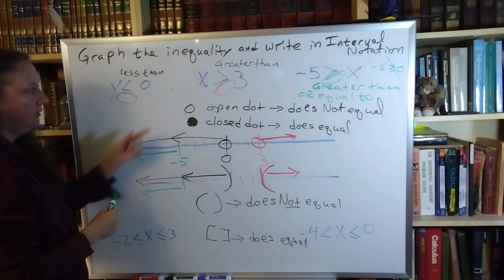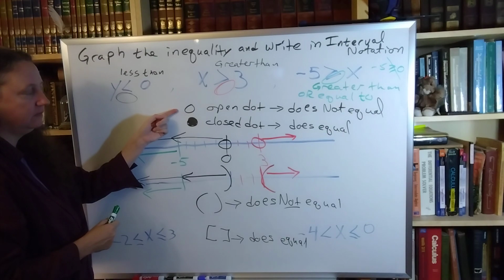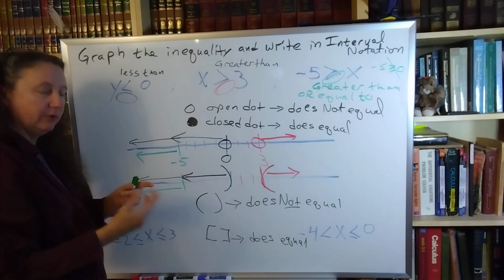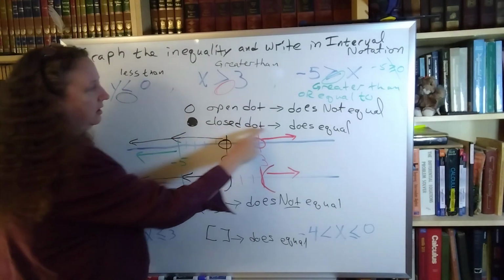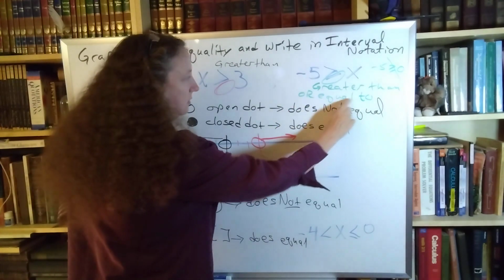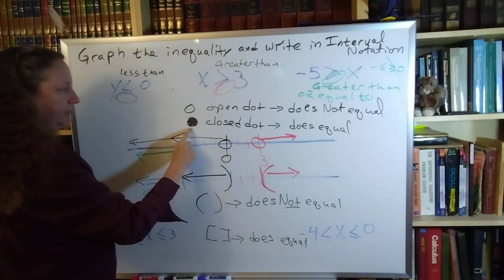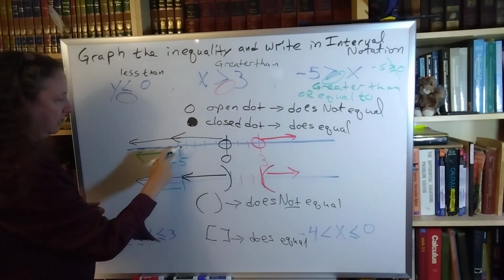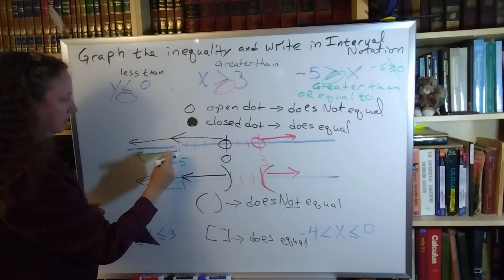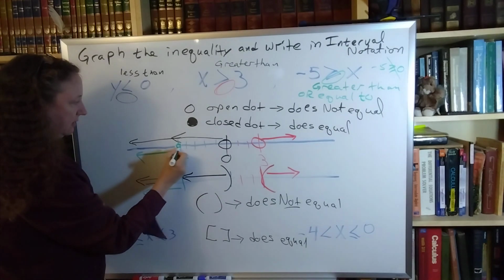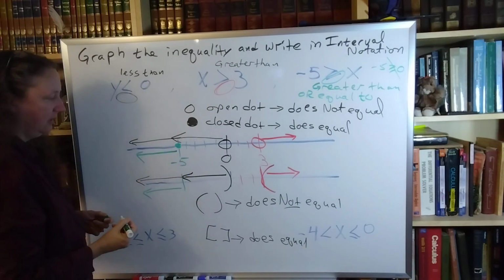Now I have to figure out open or closed dot. So if you're the type that's using the open closed dot, I know that it does equal. I have that little extra line there, so it does equal. So I'm going to use the closed dot. And I don't want my green to turn blue, so I'm erasing that. And I close my dot.